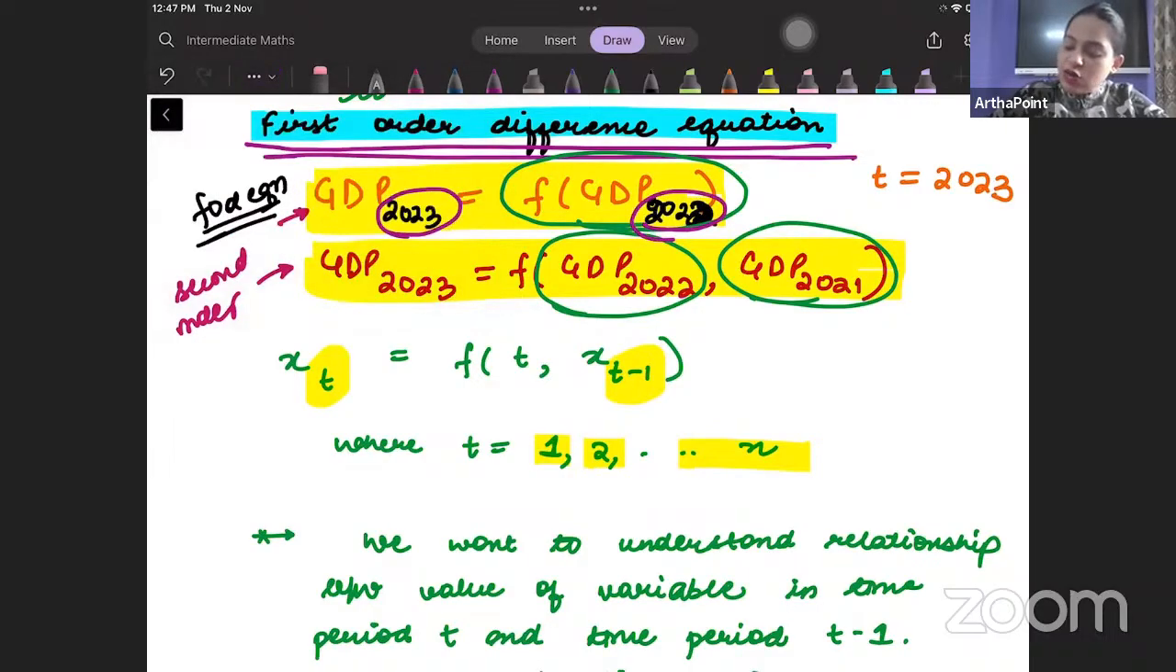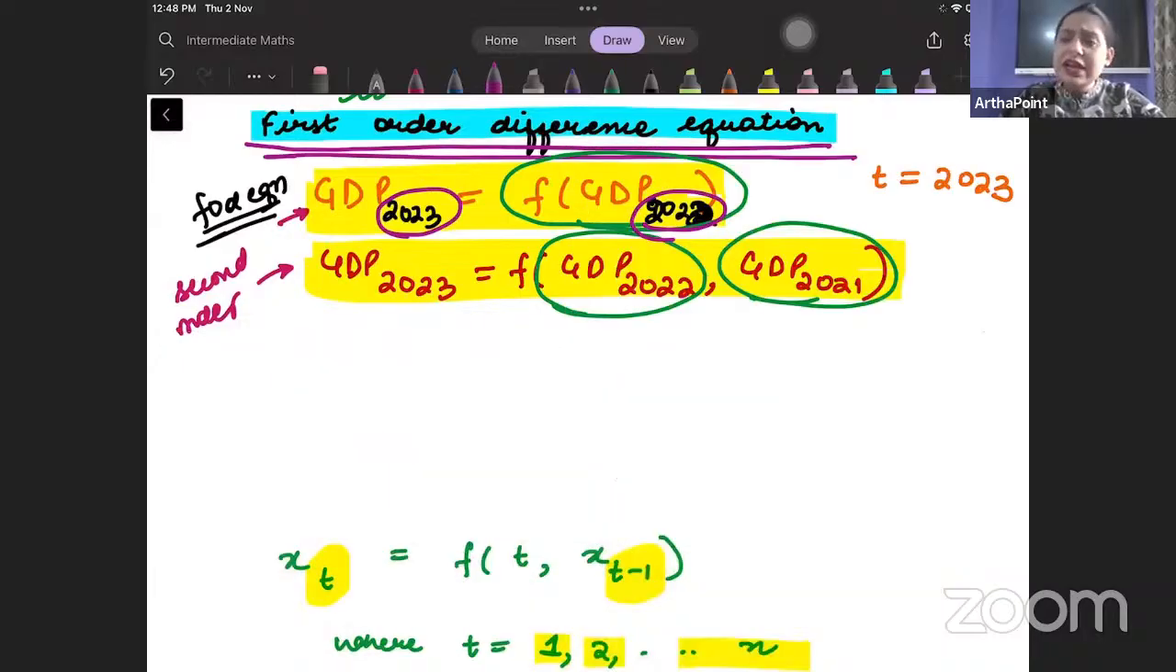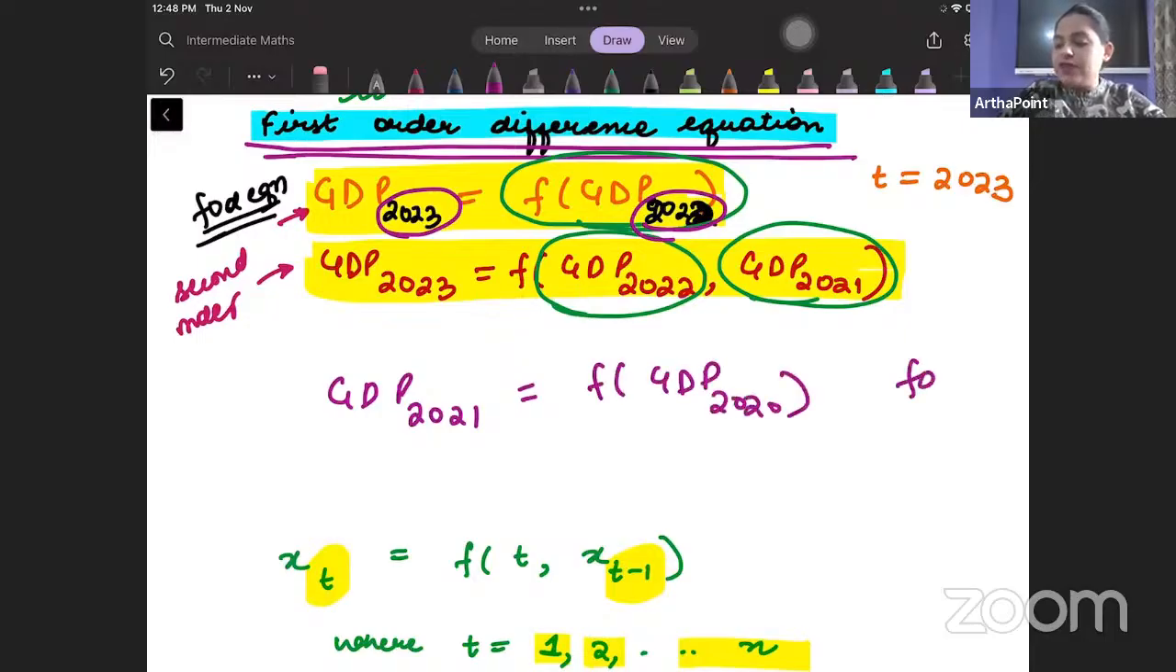I can very well go ahead and link GDP of 2021 to GDP of 2020. तो भी ये first order ही हुआ, because I am just going back in one time period. But this T can be any year, right? It can be 1993. It can be 1998. It can be 1950. I just have to link it to one previous value.